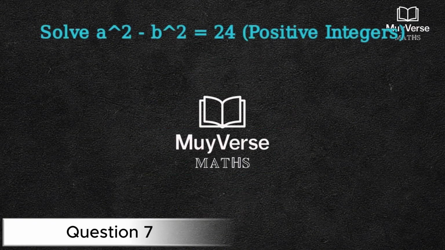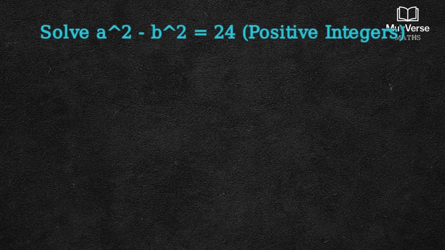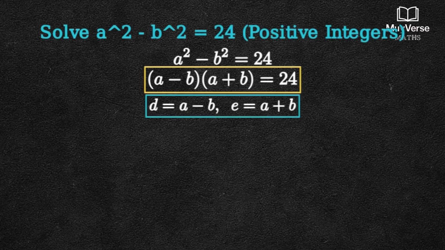Using the factorization of a squared minus b squared. Step 1. Write a squared minus b squared as a product. a squared minus b squared equals 24. That factors into (a minus b) times (a plus b) equals 24. Let the smaller factor be d equals a minus b, and the larger factor be e equals a plus b.